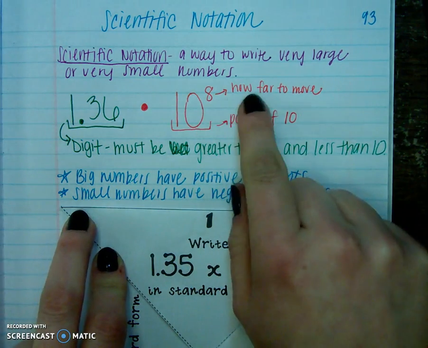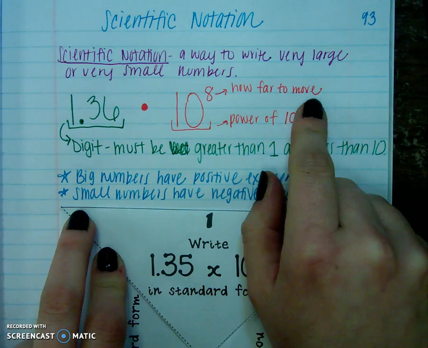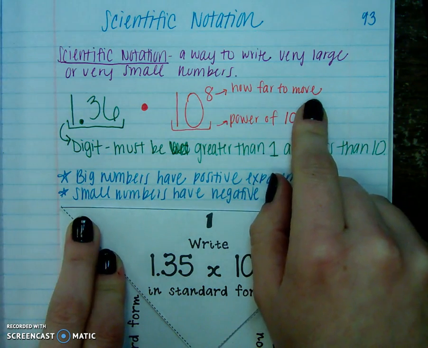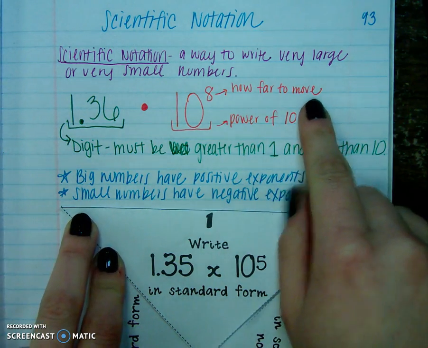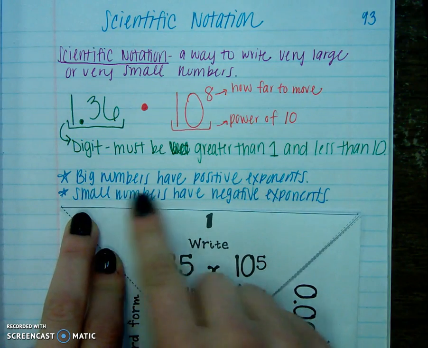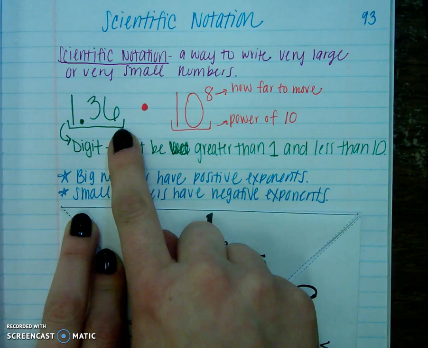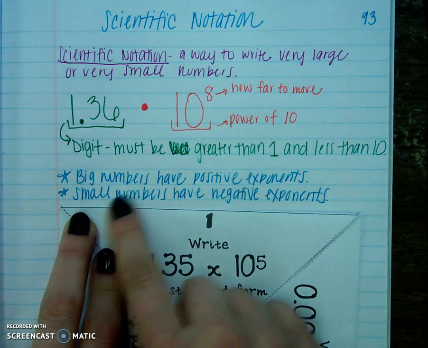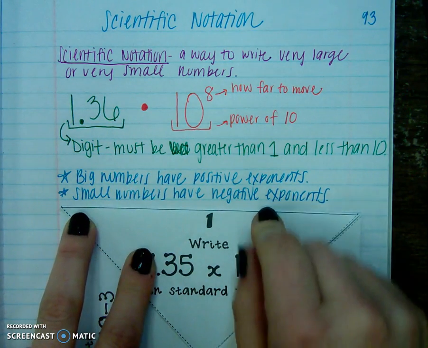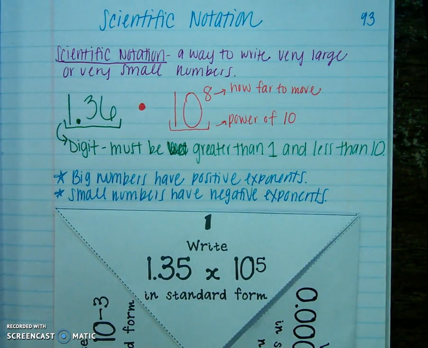This exponent tells us how far we're going to move our decimal point if we're converting to standard form. Big numbers will have positive exponents like this. This is a very large number. And then small numbers will have a negative exponent like you'll see in just a minute.